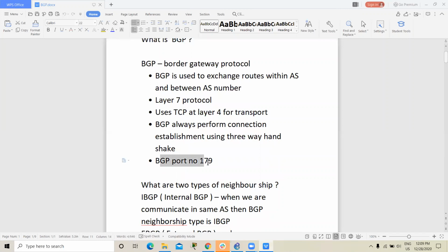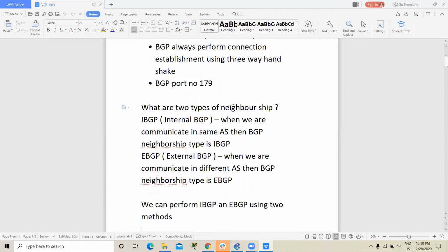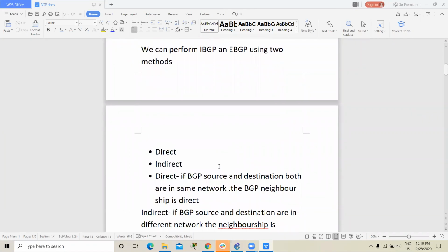BGP uses port number 179, and BGP has two types of neighborship. First one is IBGP, second one is EBGP. IBGP means internal BGP. When we are communicating within the same AS, the BGP neighborship type is IBGP. And when we are communicating between different ASes, the BGP neighborship type is EBGP. Both are performed using two methods, direct and indirect.